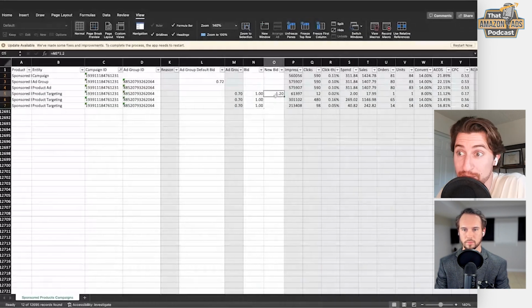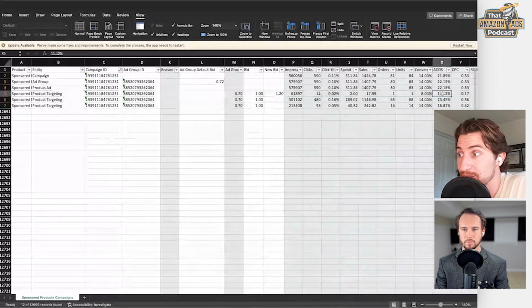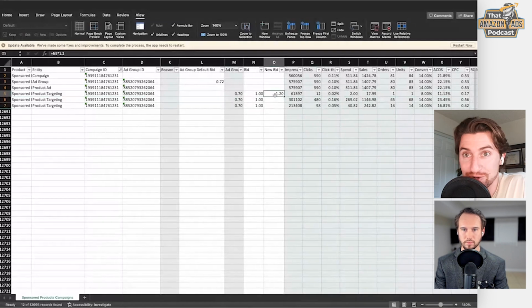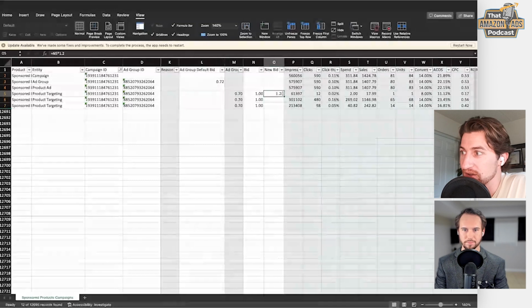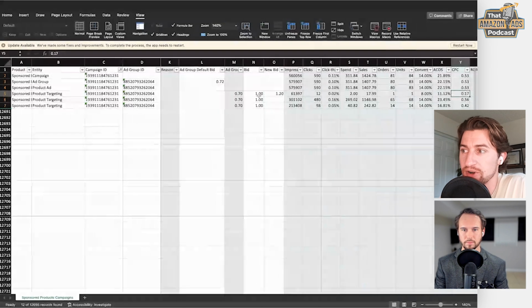Increasing my bids here by 20% is not a good idea, because even though this is a low ACoS keyword, that doesn't mean I want to be bidding $1.20 all of a sudden. Do you see the problem? You could be increasing that bid perhaps from your CPC. Like you could take that CPC and say, I want to be paying an extra 20% or 30% above my CPC. But you don't necessarily want to be paying $1.20.